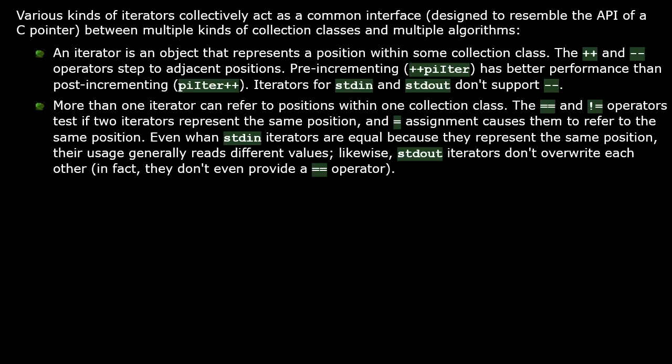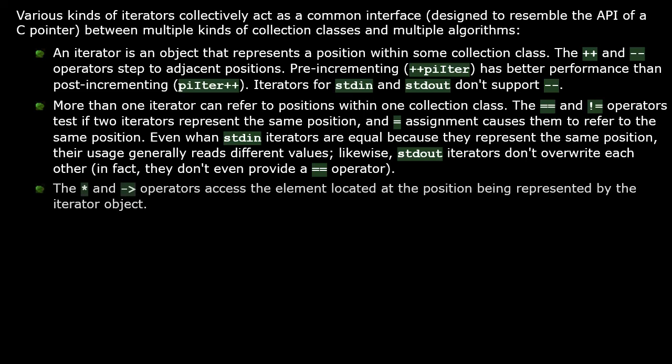More than one iterator can refer to positions within a collection class. The equality operators test if two iterators represent the same position, and assignment causes them to refer to the same position. Even when standard input streaming iterators are equal because they represent the same position, their usage generally reads different values. Likewise, standard output streaming iterators don't overwrite each other. Dereferencing operators access the item located at the position being represented by an iterator object.